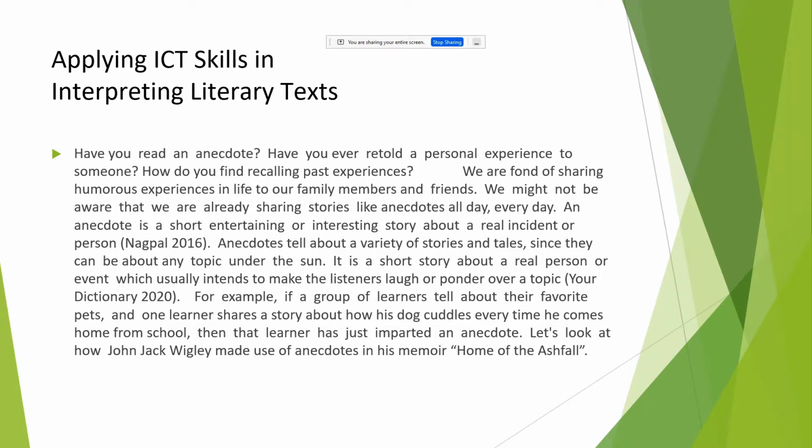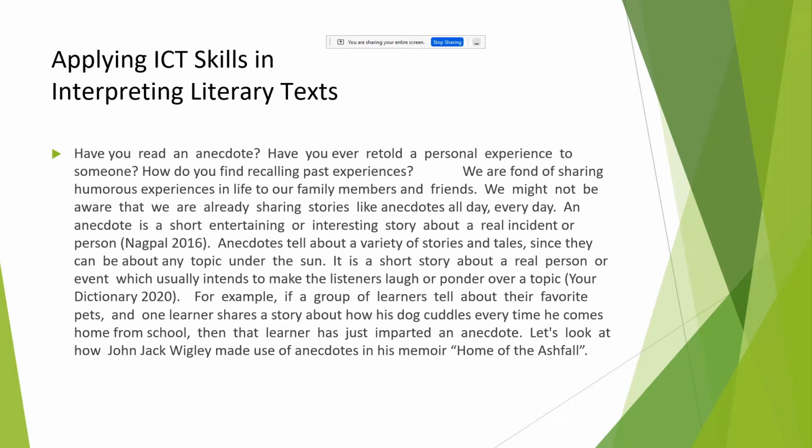We are fond of sharing humorous experiences in life to our family members and friends. We may not be aware that we are already sharing stories like anecdotes. An anecdote is a short, entertaining, or interesting story about a real incident or person. Anecdotes tell about a variety of stories and tales since they can be about any topic under the sun.